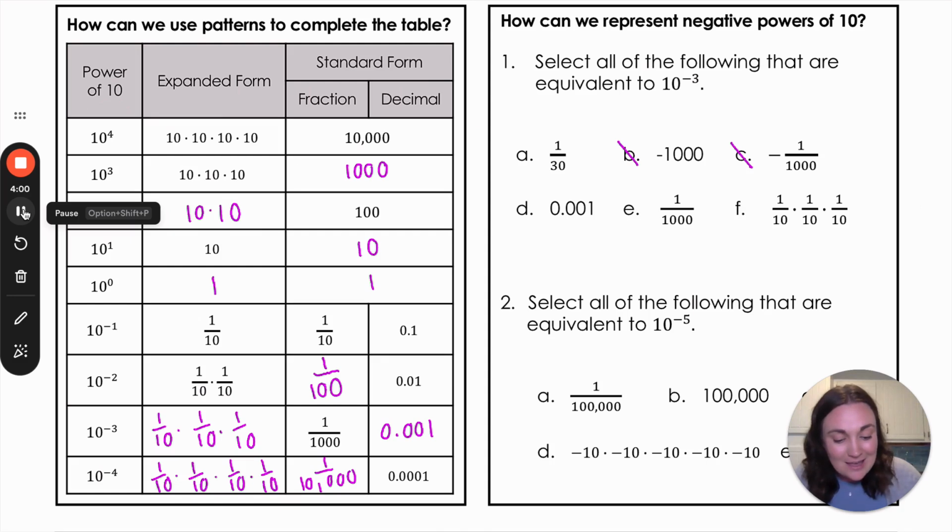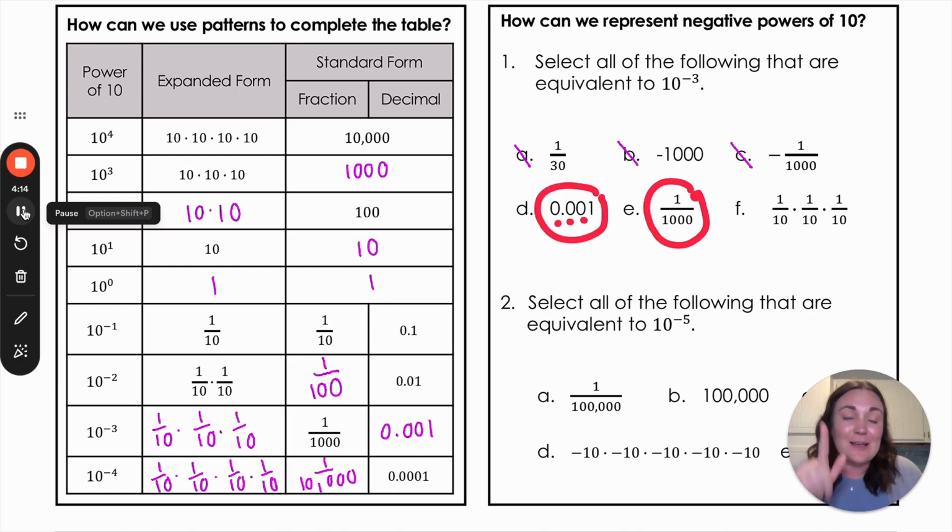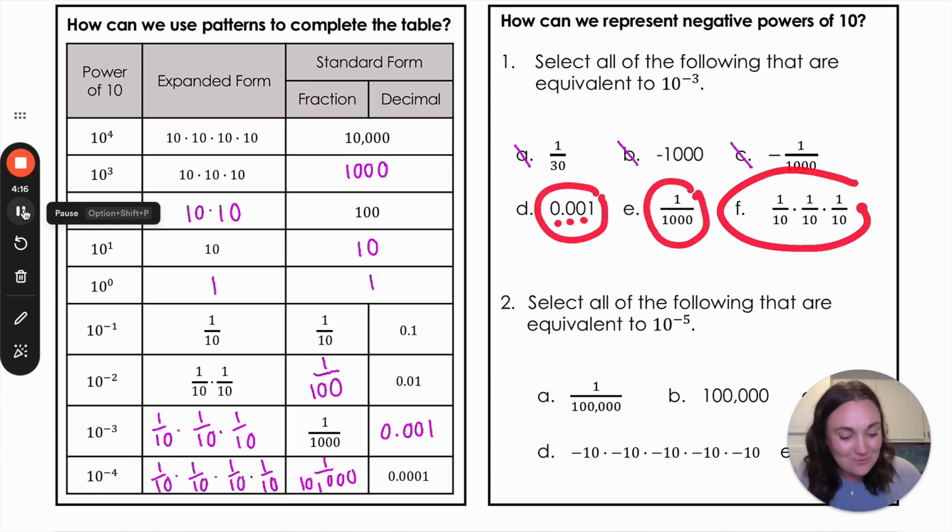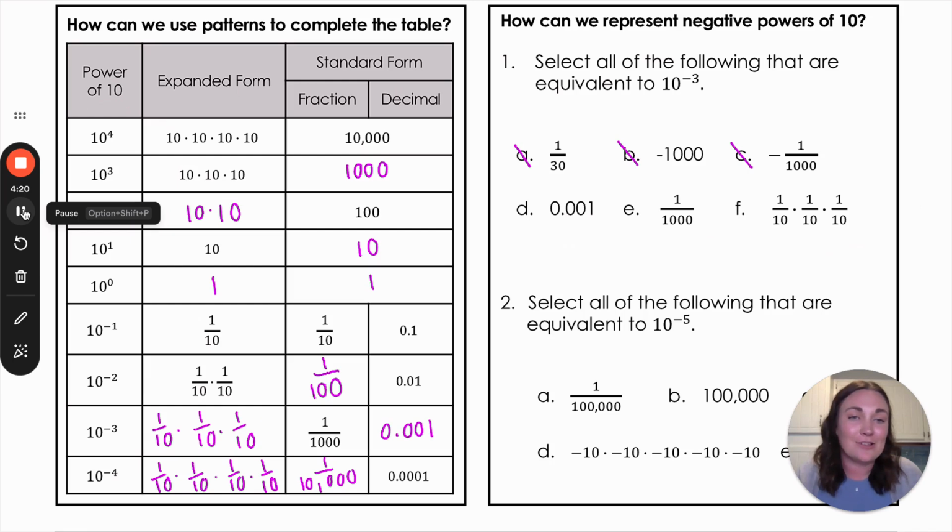So this A, 1 over 30, is not going to be in that correct form. Now, if we look at D, E, and F, these are all correct. So 10 to the negative third would be 1/1000th, right, with those 3 zeros. 1 over 1,000, 10 times 10 times 10, and 1/10 times 1/10 times 1/10. So these are all correct. They're all written in that fraction or decimal form. So the answer to number 1 would be D, E, and F.